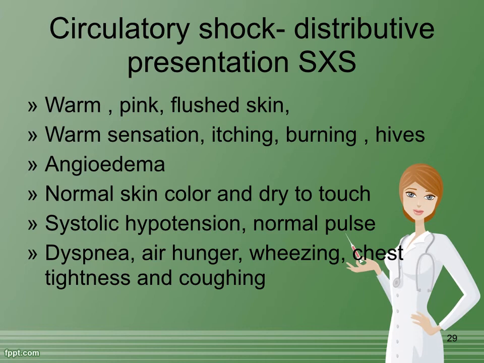There may be a warm sensation, itching, burning, hives, or angioedema, and it's happening because of the histamine released by the body, which is why there are allergic manifestations such as hives. They can have normal skin color also, but it will be dry to touch. There will be systolic hypotension, but a normal pulse. There will be dyspnea, air hunger, wheezing, chest tightness, and coughing.